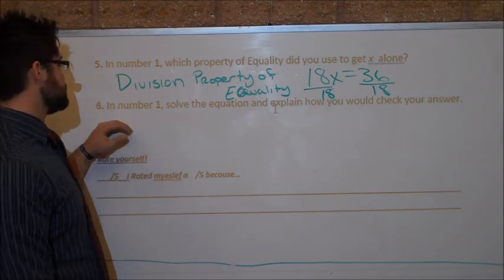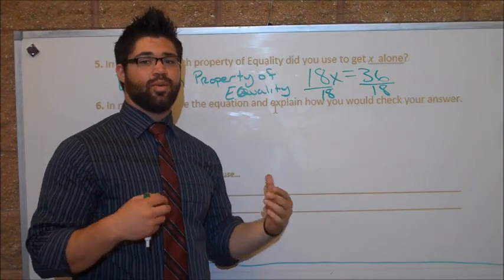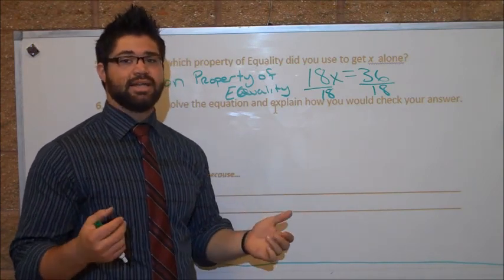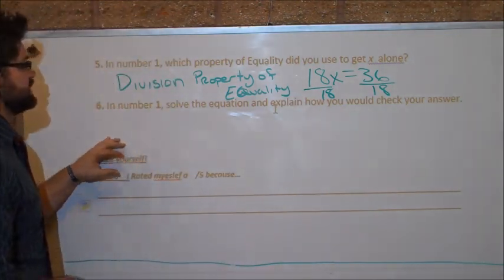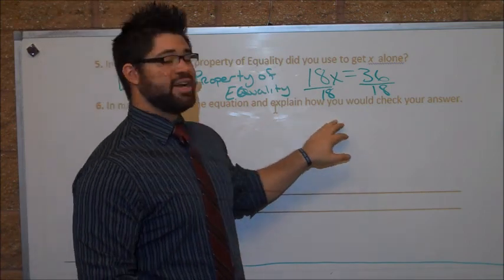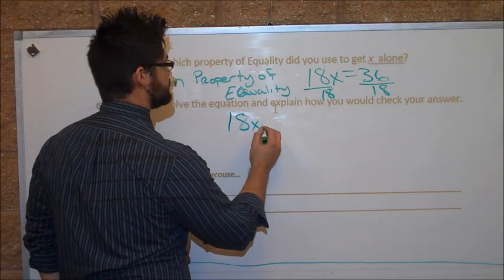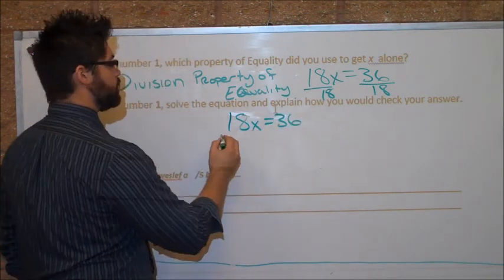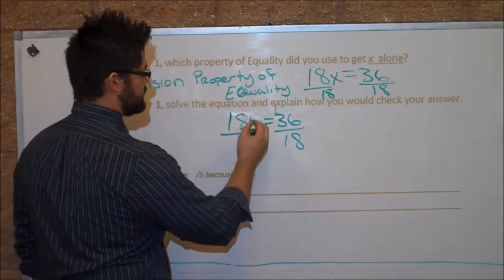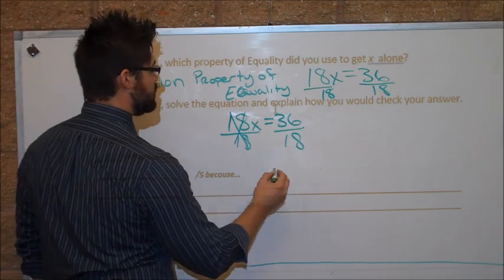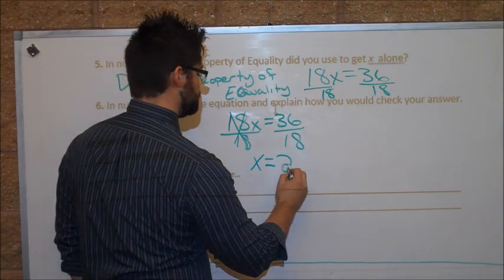So now we're at number 6. In number 1, solve the equation and explain how you would check your answer. So remember, back in number 1, all we had to do was say what would you do to each side to solve this equation? We said that we were going to divide each side by 18. Well, now number 6 is asking us to actually solve the equation and explain how you would check your answer. So again, we have 18x equals 36. I'm going to divide each side by 18. And I know now that x is by itself because those cancel out. So we have now x equals, and 36 divided by 18 is 2.